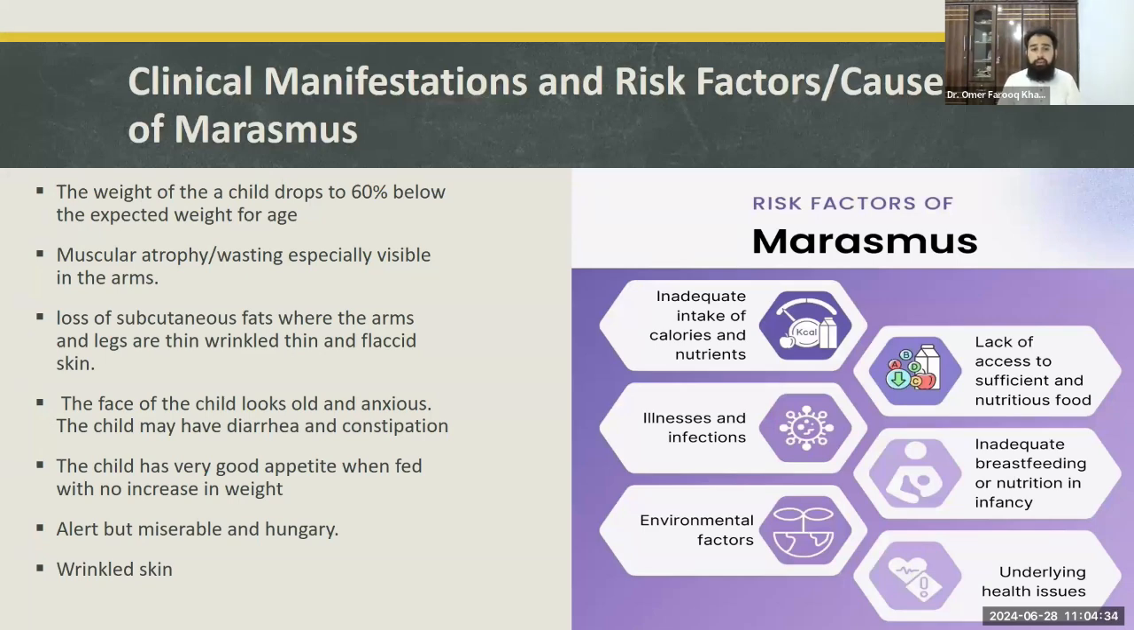The child may have diarrhea or constipation as well. The child has a very good appetite when fed, with no increase in weight, alert but miserable and hungry, with wrinkled skin. What are the risk factors or causes for marasmus? Inadequate intake of calories and nutrients, and long-standing illnesses and infections. Then there are some environmental factors, where cultural practices result in the lack of essential nutrients in the diet of the children.